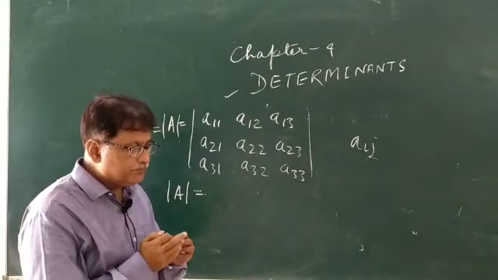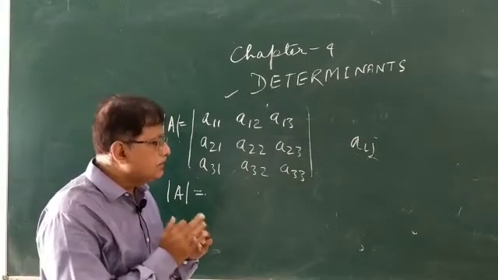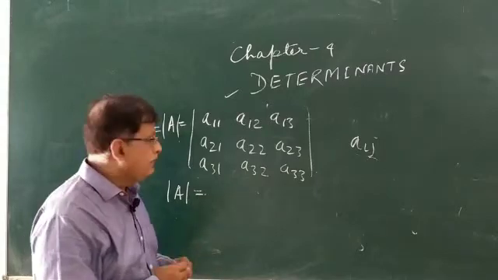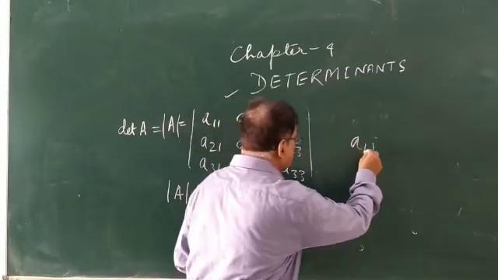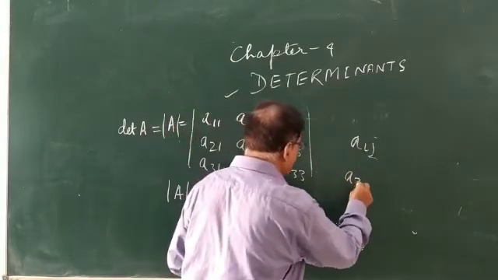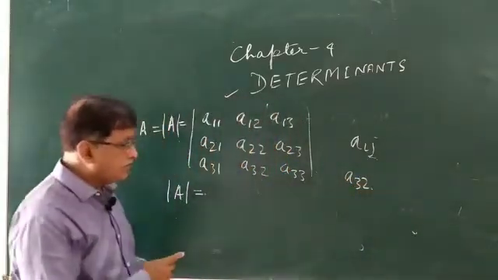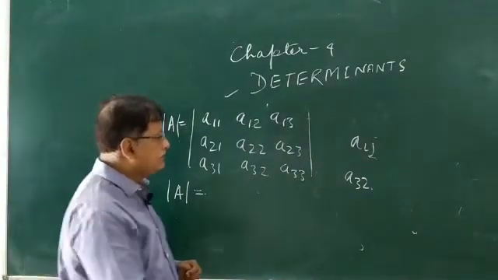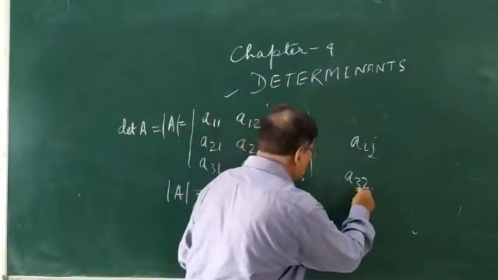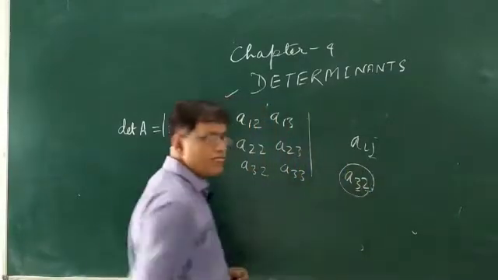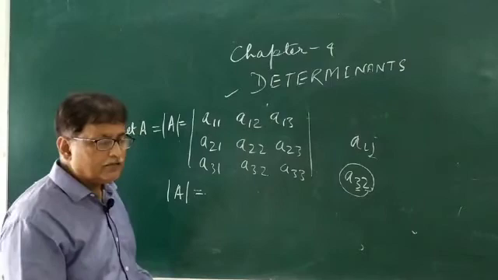It shows the position of the element of any determinant. So it is what? Ith row and jth column. Suppose you consider a32, small a. Remember, it is small a. a32 means third row and second column. Its position is third row and second column.